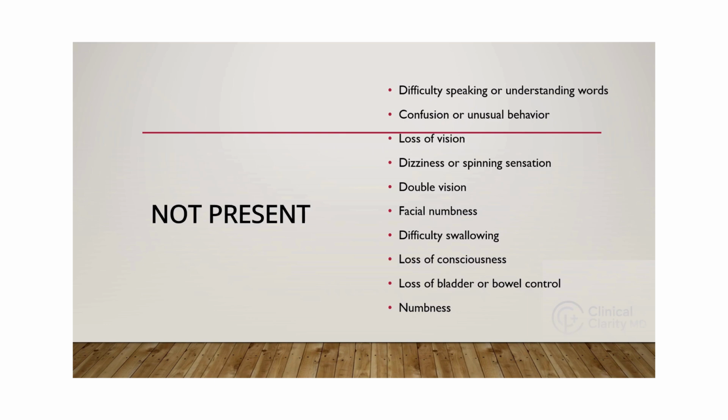An important part of neurological localization is identifying what is not present. The patient had no difficulty speaking or understanding words. There was no confusion or unusual behavior. He did not report any loss of vision, dizziness, spinning sensation, or double vision. There was no facial numbness, no difficulty swallowing, and no loss of consciousness. He also had no bladder or bowel involvement and no numbness anywhere else in the body. These negative symptoms are extremely important in neurological diagnosis.